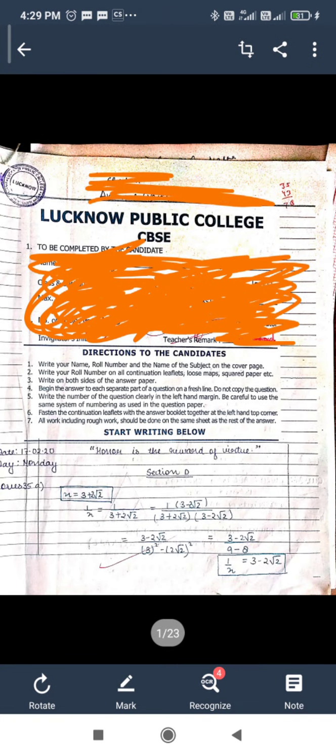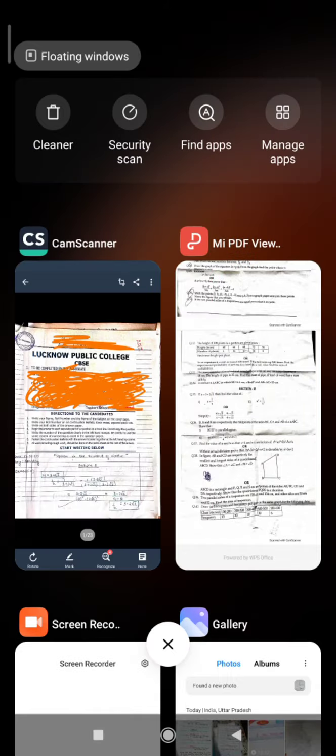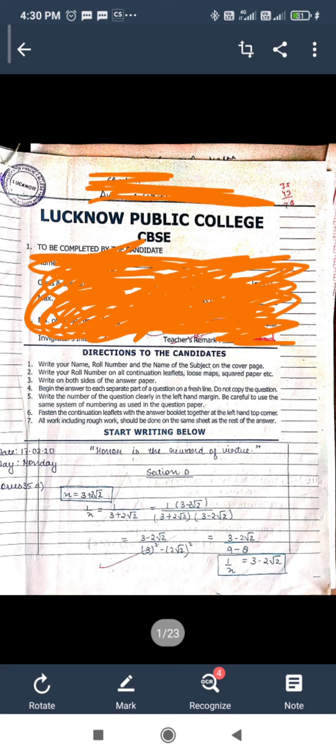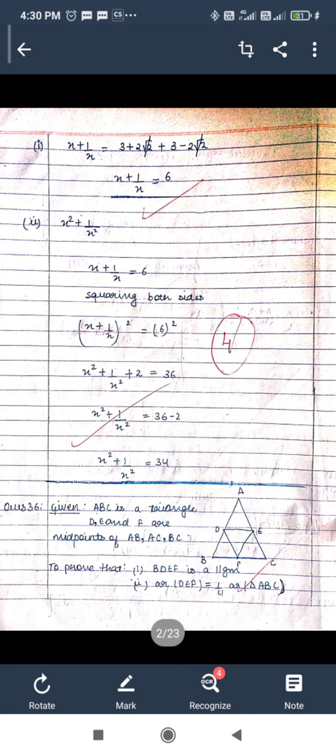For this, we will first calculate the value of 1 by x, that is 1 by 3 plus 2 root 2. So we will rationalize it. In 3 plus 2 root 2, we have a plus b, so we will multiply by a minus b in the numerator and denominator, that is 3 minus 2 root 2. On rationalizing, we get 3 minus 2 root 2 upon 3 square minus 8. Similarly, x plus 1 by x, we have got the value equal to 6.